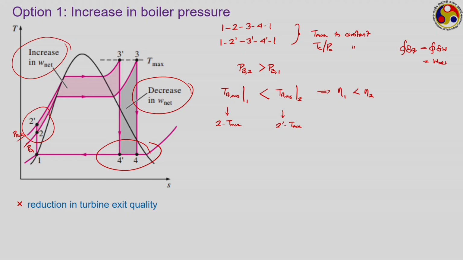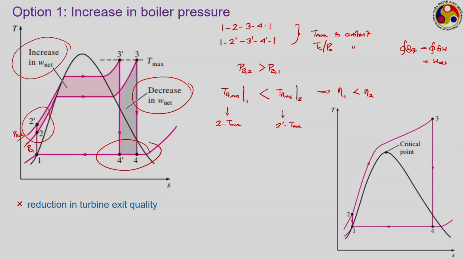There is another practical difficulty also. As we are going to higher pressure levels, the tubings and shells that you are going to use for your plant have to withstand much higher pressure, and so you may need much costlier materials. But the bigger problem is the reduction in the turbine exit quality. So, the increase in boiler pressure gives you the advantage of an increase in the efficiency and net work output, but that causes a reduction in the turbine exit quality, which is a disadvantage.